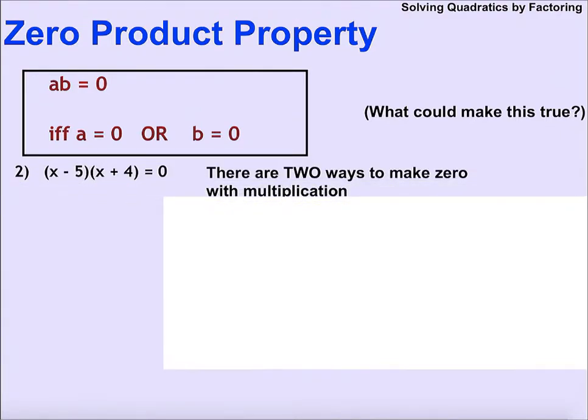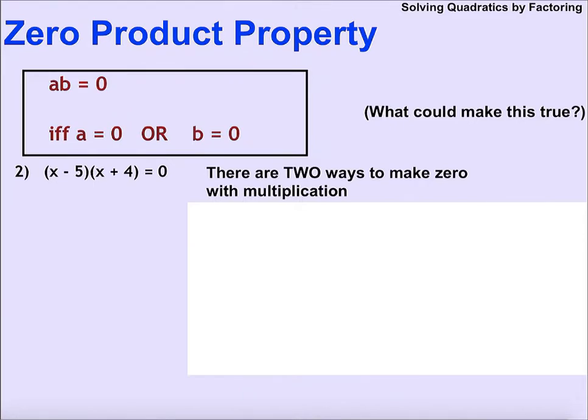I have an equation here, x minus 5 times x plus 4 equals 0. Notice how this is the same thing I had before. This is A times B. It doesn't matter that A and B look a little bit longer and more complicated now. This is still a pair of factors multiplied together to make 0. Because of my zero product property, I can say that either A, the first factor, x minus 5, equals 0, or B, the second factor, x plus 4, equals 0.